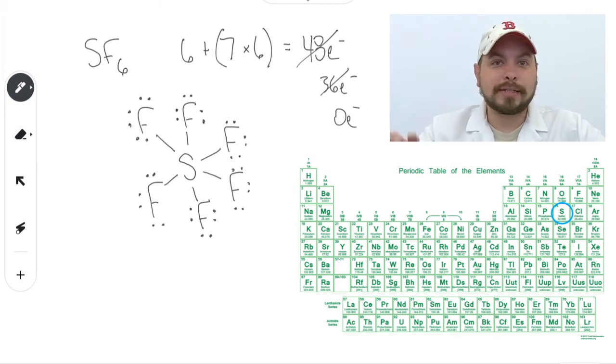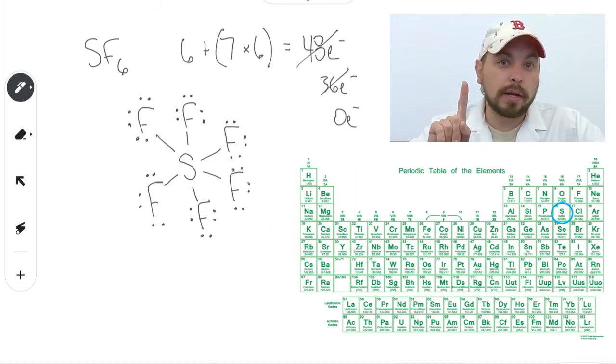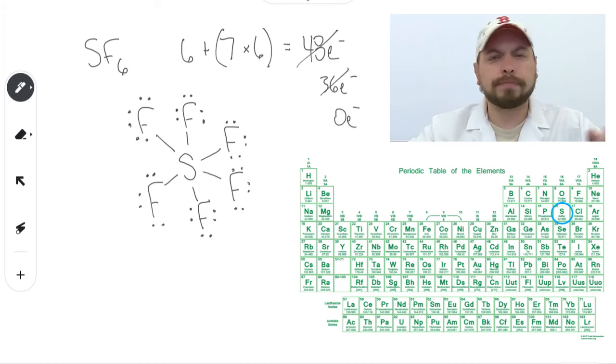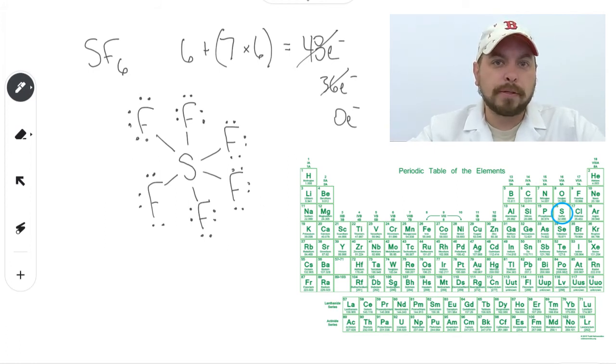Sulfur has 6 valence electrons on the periodic table. It owns half of the electrons in each of the single bonds. That means it owns 1 of the 2 valence electrons in each of the 6 single bonds. That means its formal charge is 0. Sulfur's formal charge in this compound is 0. So is the formal charge of every fluorine atom. So this is a stable molecule, relatively speaking. Its formal charges work, even though sulfur has an expanded valence shell.